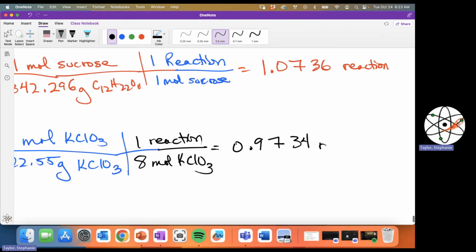0.9734 reactions. This is technically moles of reactions, just in case you're curious. We are technically still in moles, but reactions. The smaller number is the right one.